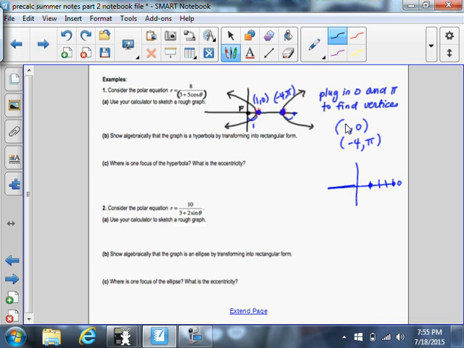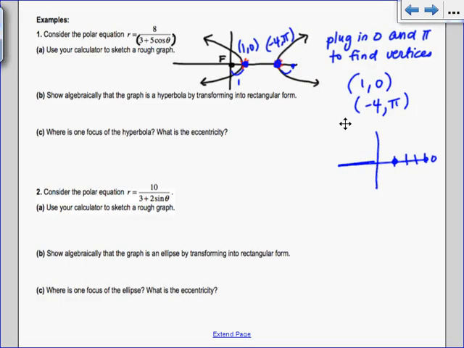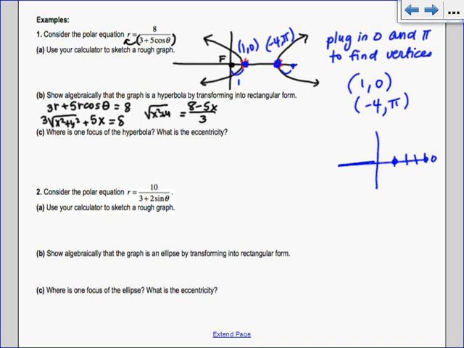It says, show algebraically that the graph is a hyperbola by transforming into rectangular form. This is a little bit tricky. If I'm switching to rectangular form, I'm going to multiply my denominator over first. So I get 3r plus 5r cosine theta equals 8. And I know that r is equal to the square root of x squared plus y squared. R cosine theta is going to be x, and then I have my 8. I need to adjust this, so I'm going to subtract my 5x over, and I can divide by the 3, or I could leave it on that same side. It doesn't matter. But I'm going to square both sides.